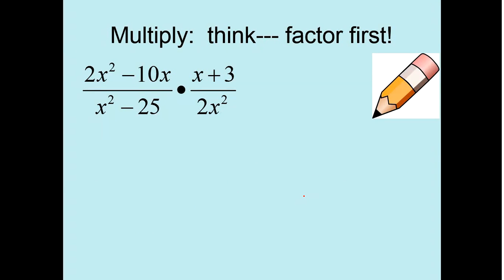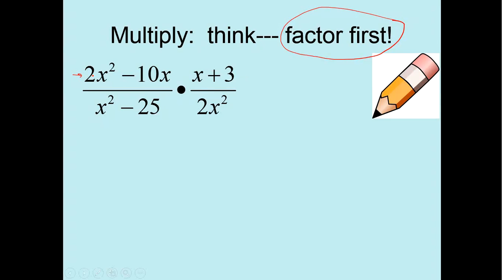So, how are these going to actually look? They're going to look something like this. 2x squared minus 10x divided by x squared minus 25 times x plus 3 divided by 2x squared. That's disgusting. But here's what you're going to first want to do. You're going to want to factor everything first. See if you can factor every numerator, every denominator first before you start trying to do anything else, okay? So, let's factor this numerator first.